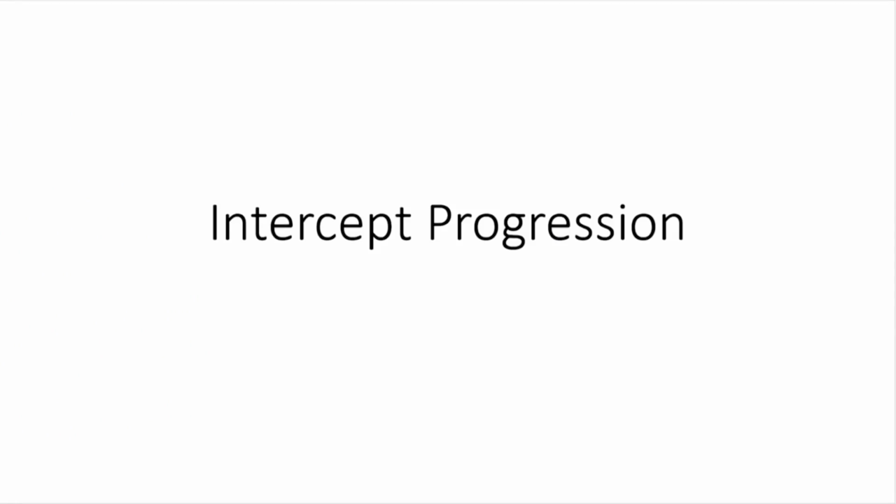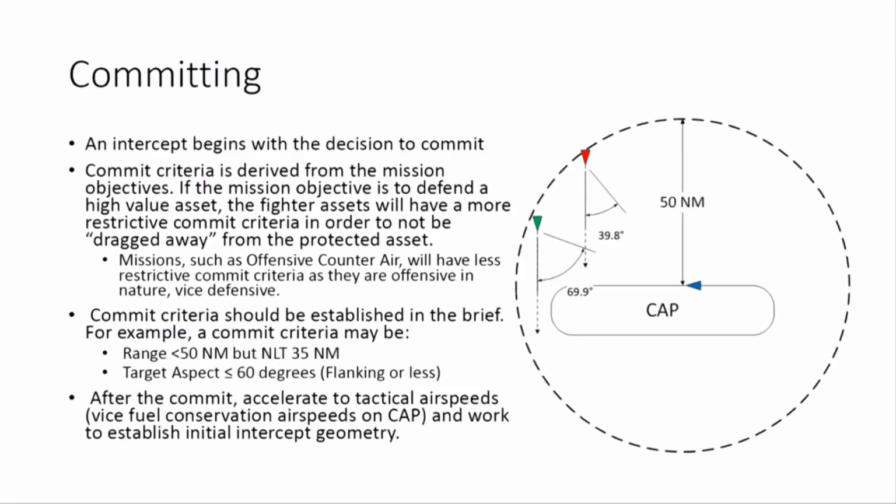So now let's talk about the progression of the intercept. An intercept follows a logical timeline, beginning at the commitment stage through to the merge, and we'll talk about that now. The first part of the intercept timeline is the commit, right? So an intercept really begins with a decision to commit. The commit criteria is derived from your mission objectives.